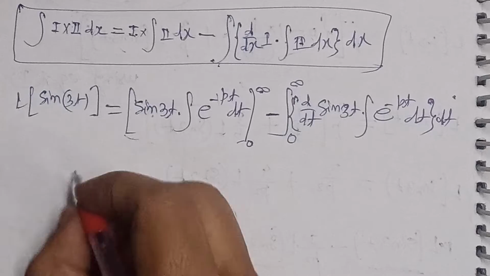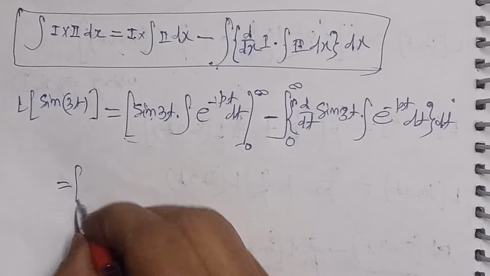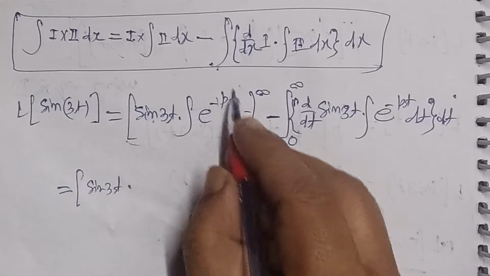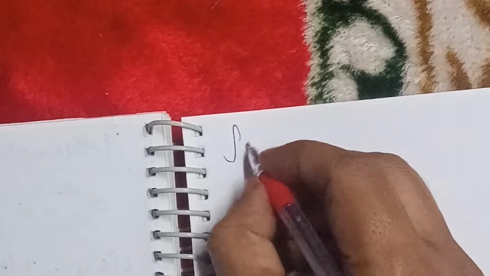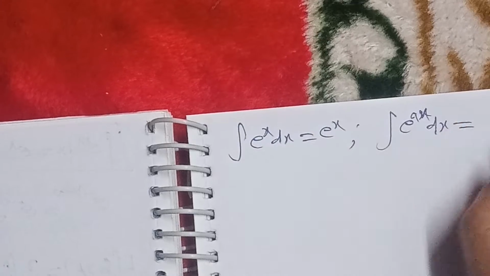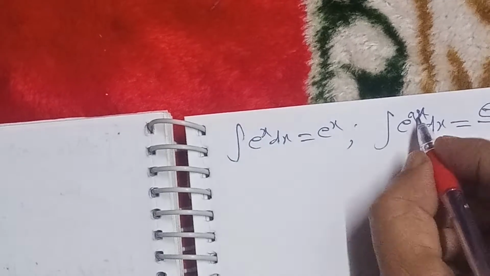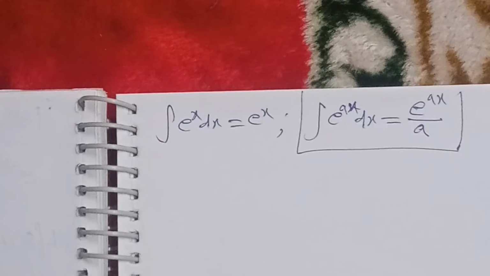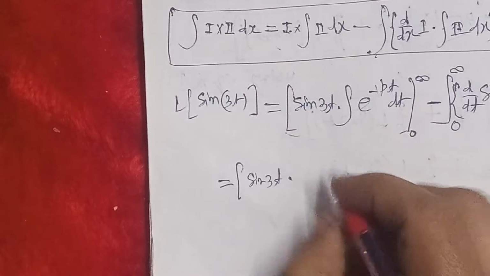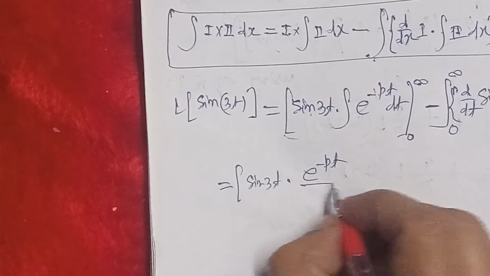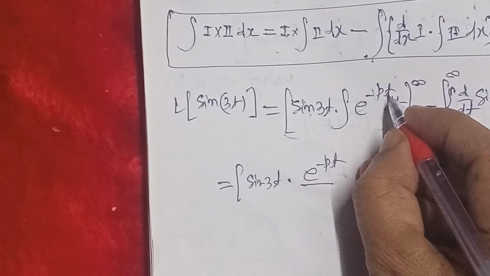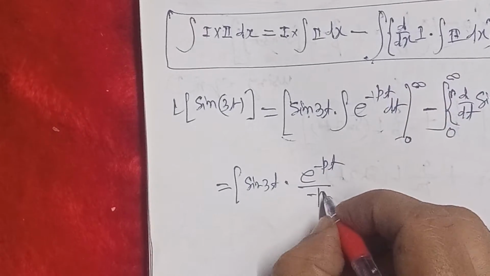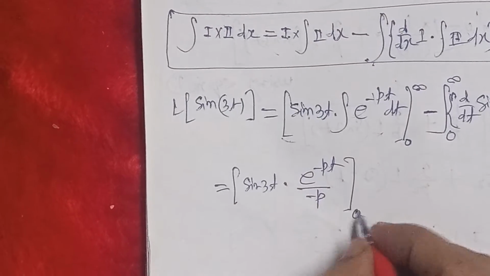We go to the next step, sine 3t, integration of it. We know that integration of e to the power x is e to the power x. For e to the power ax, integration is e to the power ax divided by coefficient a. We will use this formula here: e to the power minus pt, and divide by the coefficient of variable t, the coefficient is minus p, so divided by minus p, integrate from 0 to infinity.